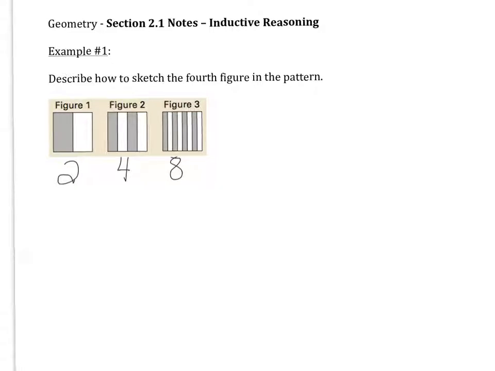We also have some shading going on. If you notice, figure number 1 has the first box shaded, and figure number 2, the first box is shaded, and figure number 3, the first box is shaded. So when I draw the fourth figure, not only is it going to be split up into 16 equal-sized rectangles, I'm also going to continue that shading pattern by alternating the shaded regions.